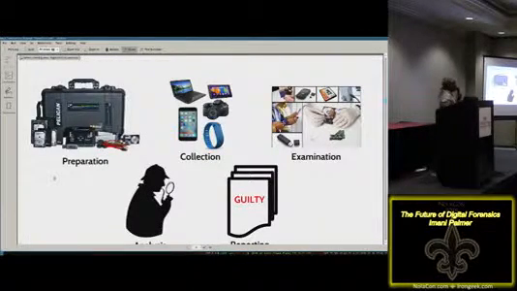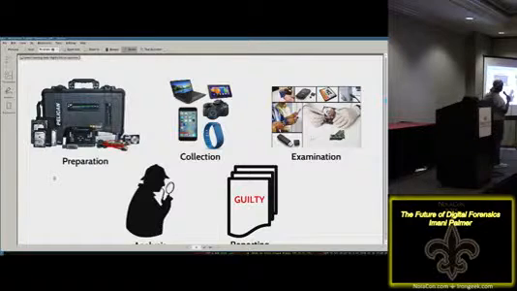This is the National Institute of Justice standard, but we have a lot of different standards out there in society. The last two are analysis and reporting. This is what I get from using Linux and trying to display things. Sorry about that. So we have preparation, the collection of all our different devices, examination, analysis, and reporting.